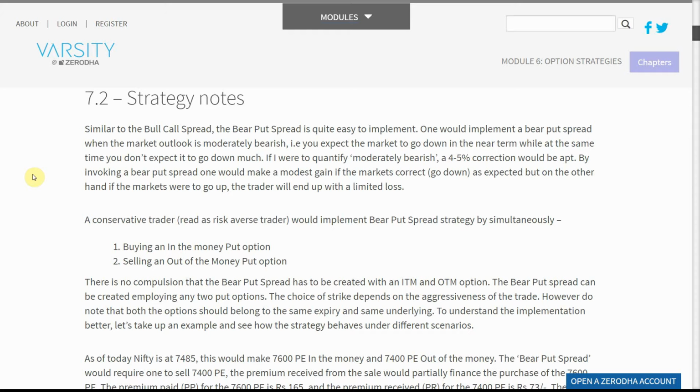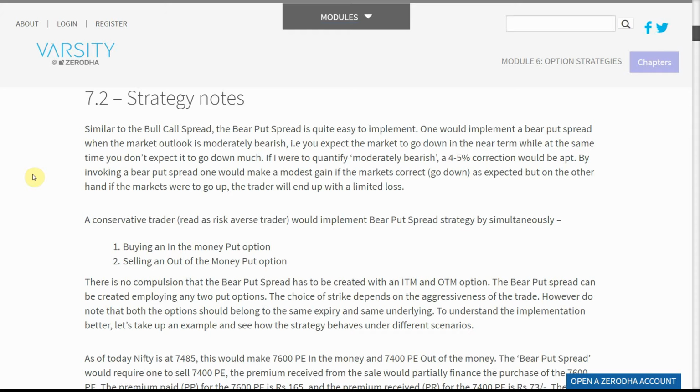By invoking a bear put spread, one would make a modest gain if the markets go down as expected, but on the other hand, if the markets were to go up, the trader will end up with a limited loss. A conservative trader, read as risk-averse trader, would implement the bear put spread strategy by simultaneously buying an in-the-money put option and selling an out-of-the-money put option.